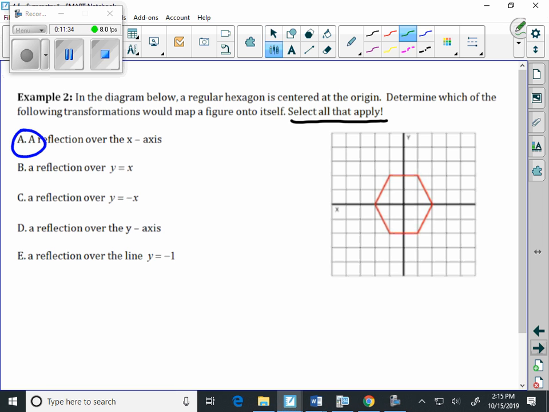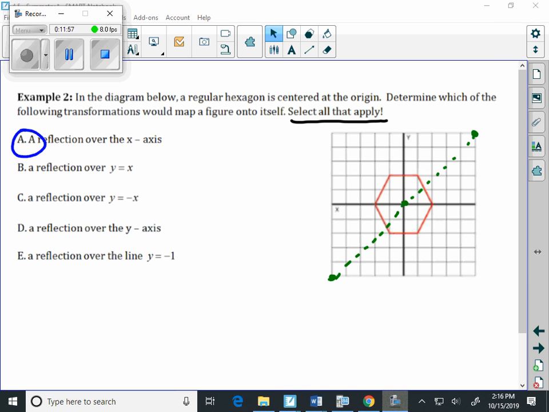The reflection over the line y equals x. Remember, if you don't know what y equals x looks like, then you've got Desmos. Don't forget about Desmos. The line y equals x goes from the bottom left corner to the upper right corner through the origin. And when we draw it here, it might kind of, sort of, look like there's a reflection over the line y equals x, but test it.